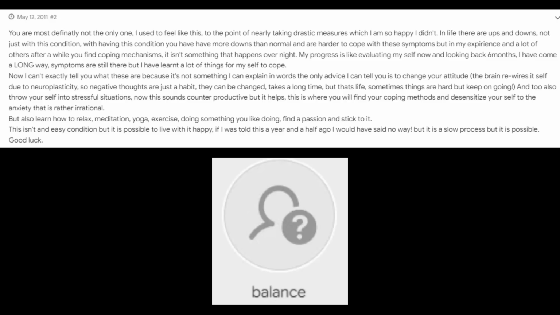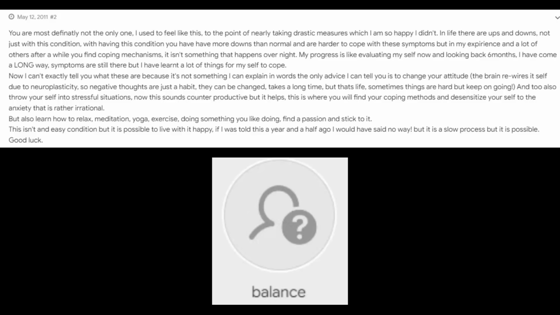Sometimes things are hard, but keep on going. And 2, also throw yourself into stressful situations. Now, this sounds counterproductive, but it helps. This is where you will find your coping methods and desensitize yourself to the anxiety that is rather irrational. But also learn how to relax. Meditation, yoga, exercise, doing something you like doing. Find a passion and stick to it.